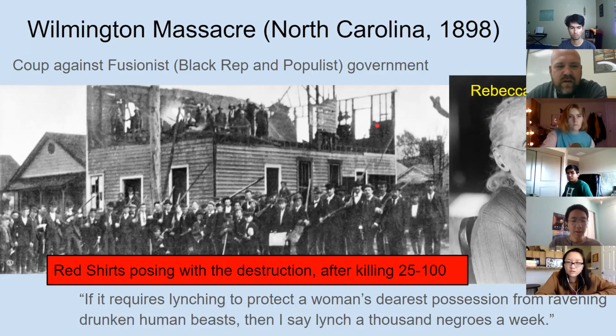If it requires lynching to protect a woman's dearest possession from ravening, drunken human beasts, then I say lynch 1,000 Negroes a week.